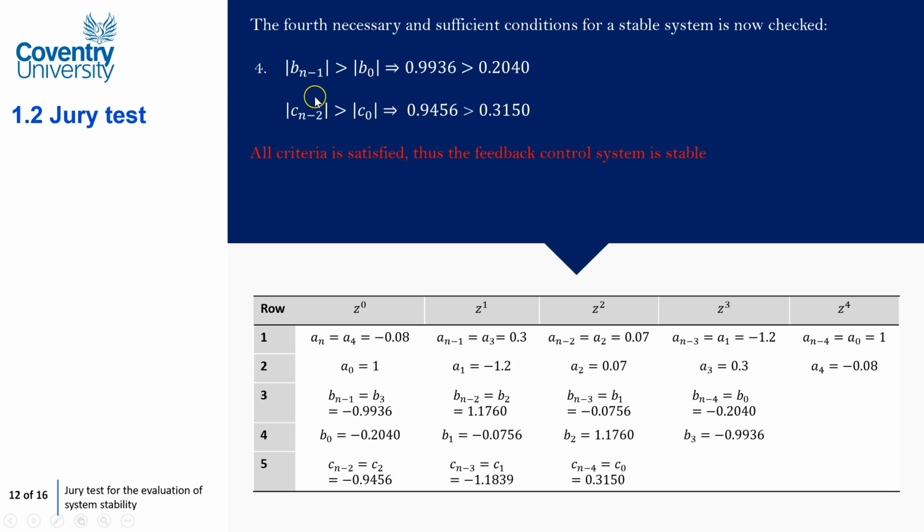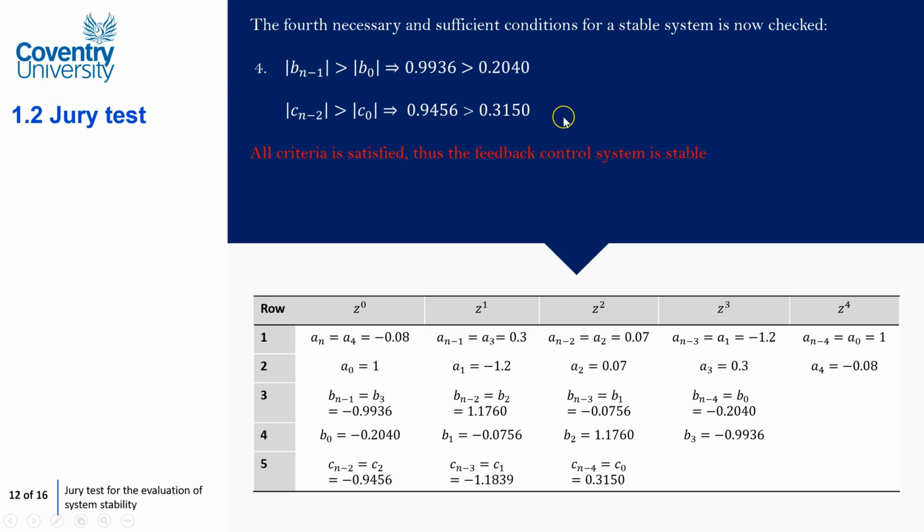And then moving on to this one, that one you only consider if you've got a system of third order. This one we consider when we've got a system of fourth order, which in this case we have, and hence we get 5 rows, so that's why we concentrate on it. So C2 minus 1, which is C2, the modulus of that is given by 0.9456, and that must be greater than C0, which in this case is 0.3150. So you can see that's the case.